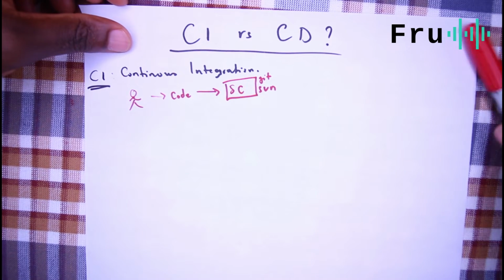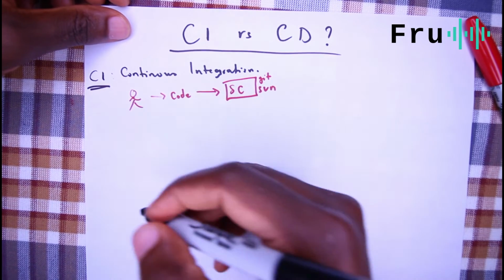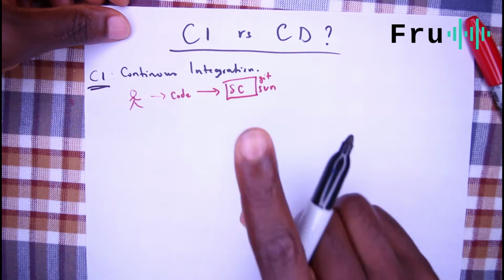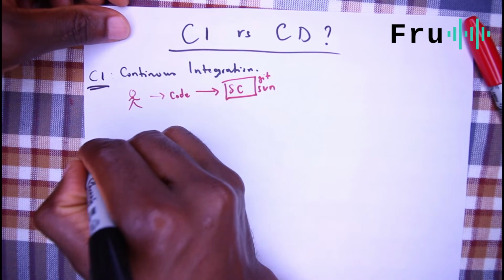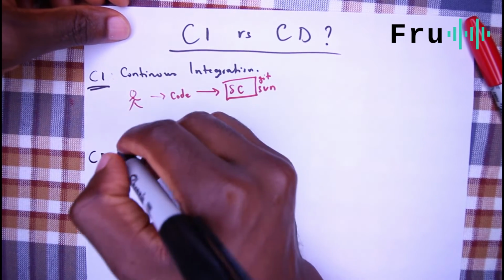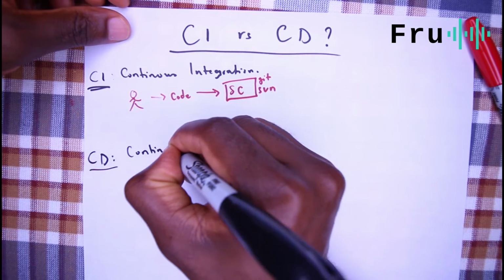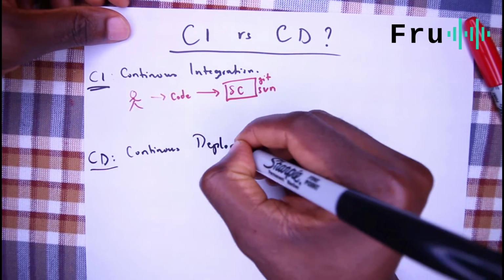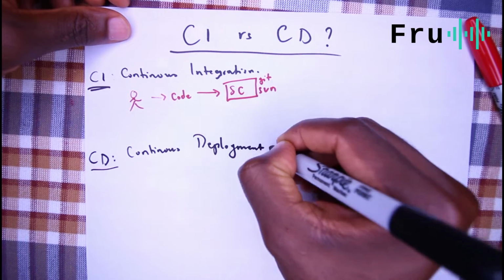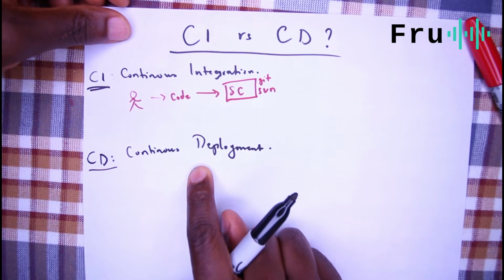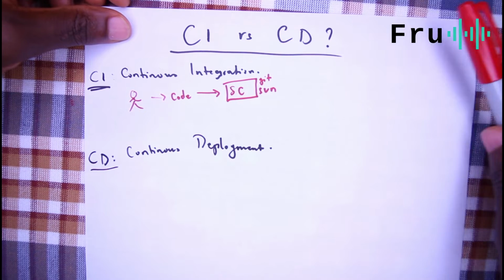Now, the next piece is the CD piece, and this is where it gets a little bit confusing, but we're going to talk about it today. CD simply stands for continuous deployment. So the CD in CI/CD stands for continuous deployment. And what does that mean? What exactly does that mean?